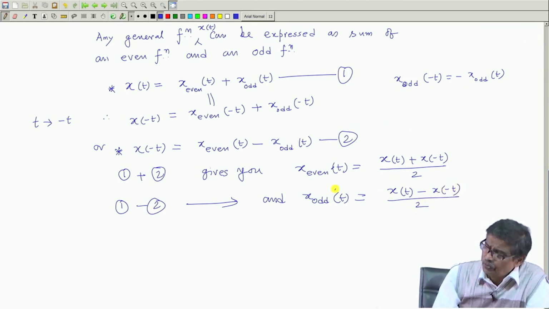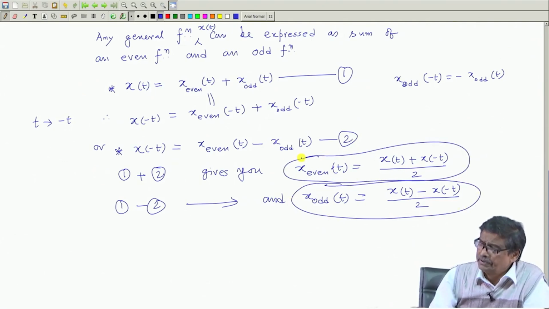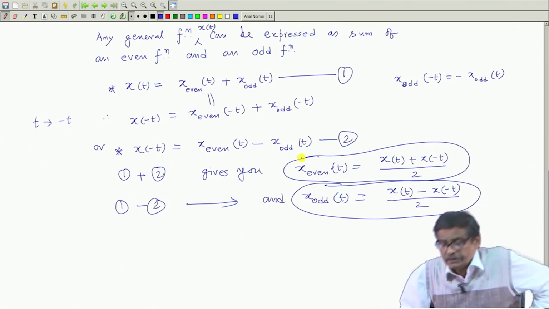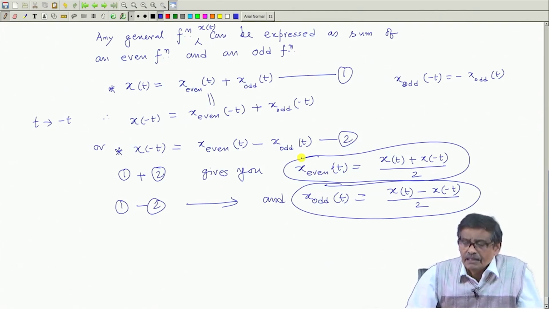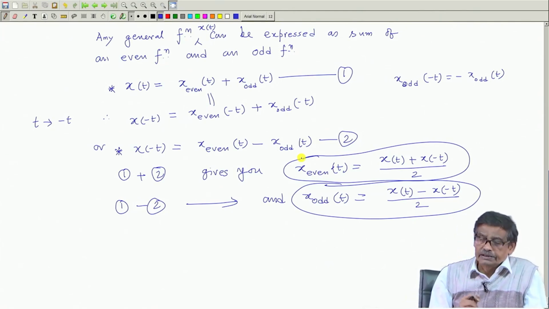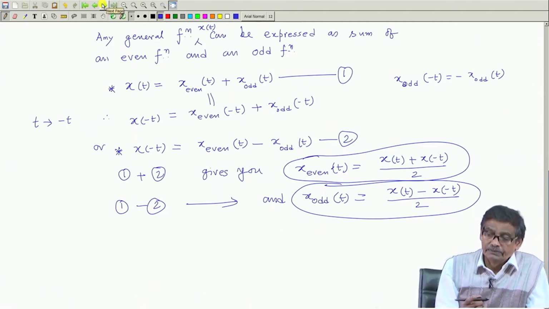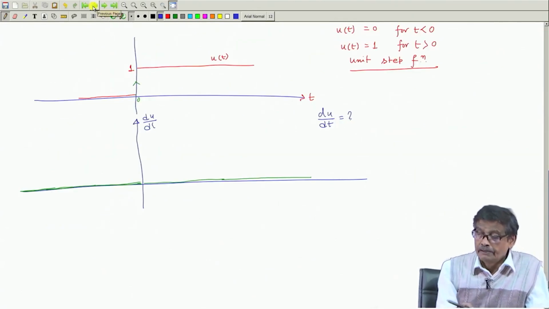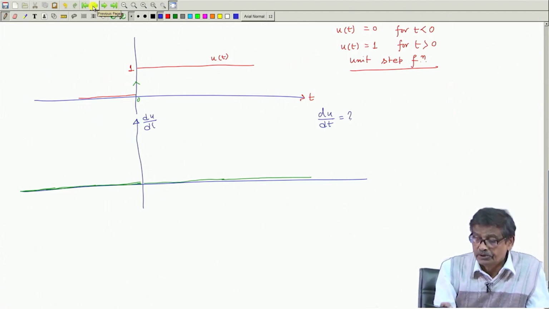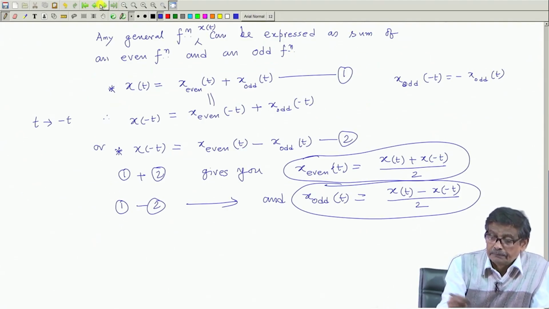Very useful results, these two are. Therefore, given any function, I can find out the even and odd part very easily. Now, why did I spend so much time on this? Because of this fact. This was my problem: u(t) is given, I want to find out du/dt. So, I come back here.